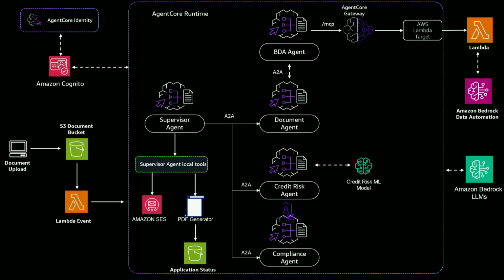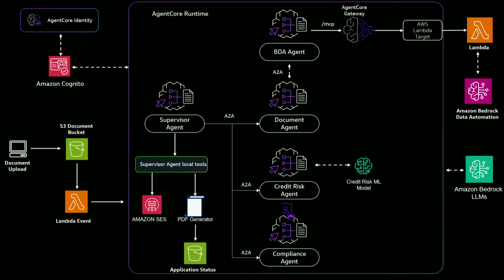In this demonstration, this ML model is stored in an S3 bucket that the agent builds code on the fly using code interpreter to download it and then interact with it to perform the credit risk assessment. In a real world scenario, you would be using the code interpreter to actually call a SageMaker endpoint or wherever your ML model is and interact with it to perform the credit risk assessment. And the same way, the compliance agent, using the code interpreter tool, builds code on the fly to perform the compliance checks and then passes all the information back to the supervisor agent.